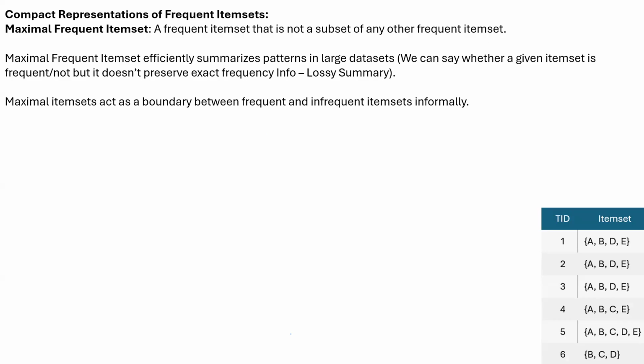But before that, we just have to understand what a maximal frequent item set is. A maximal frequent item set is a frequent item set that is not a subset of any other frequent item set. What does this mean? Just carefully observe: a frequent item set that is not a subset of any other frequent item set. Okay, understood?